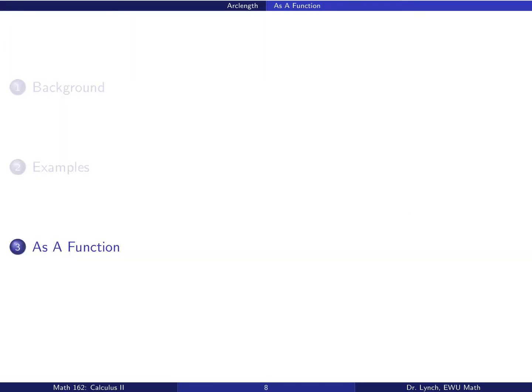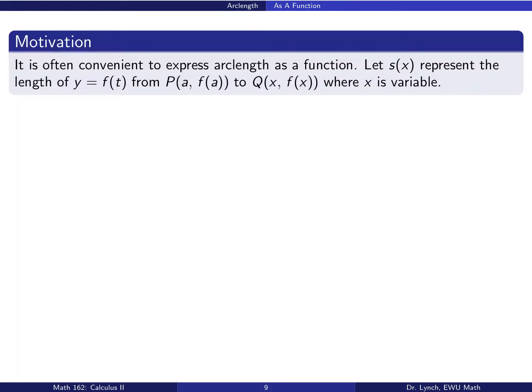All right, let's go ahead and talk about arc length as a function. This again will be useful later on. So it's often convenient to express arc length as a function. We'll go ahead and let s of x represent the length of the curve y equals f of t from p to q, where q is defined by some unknown point x.